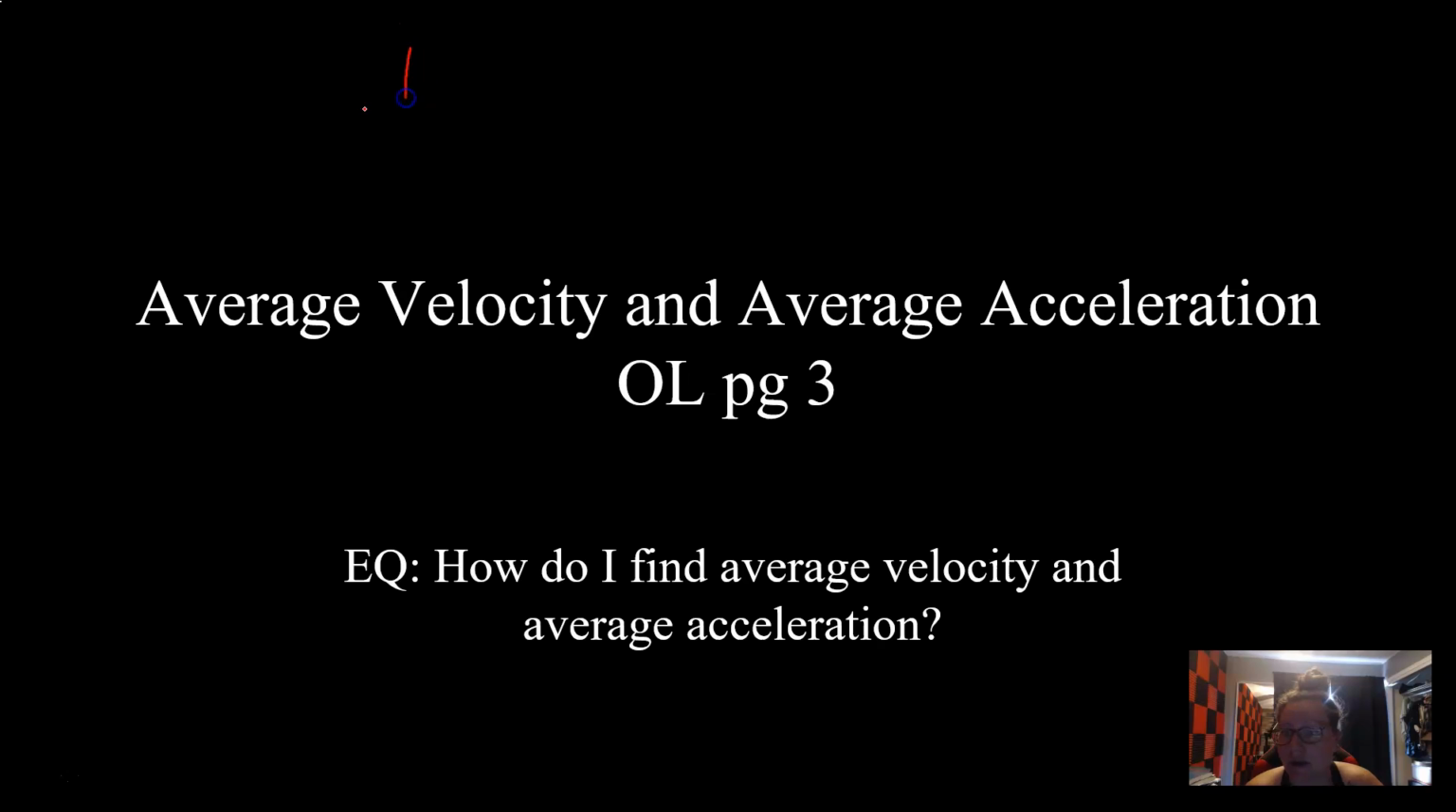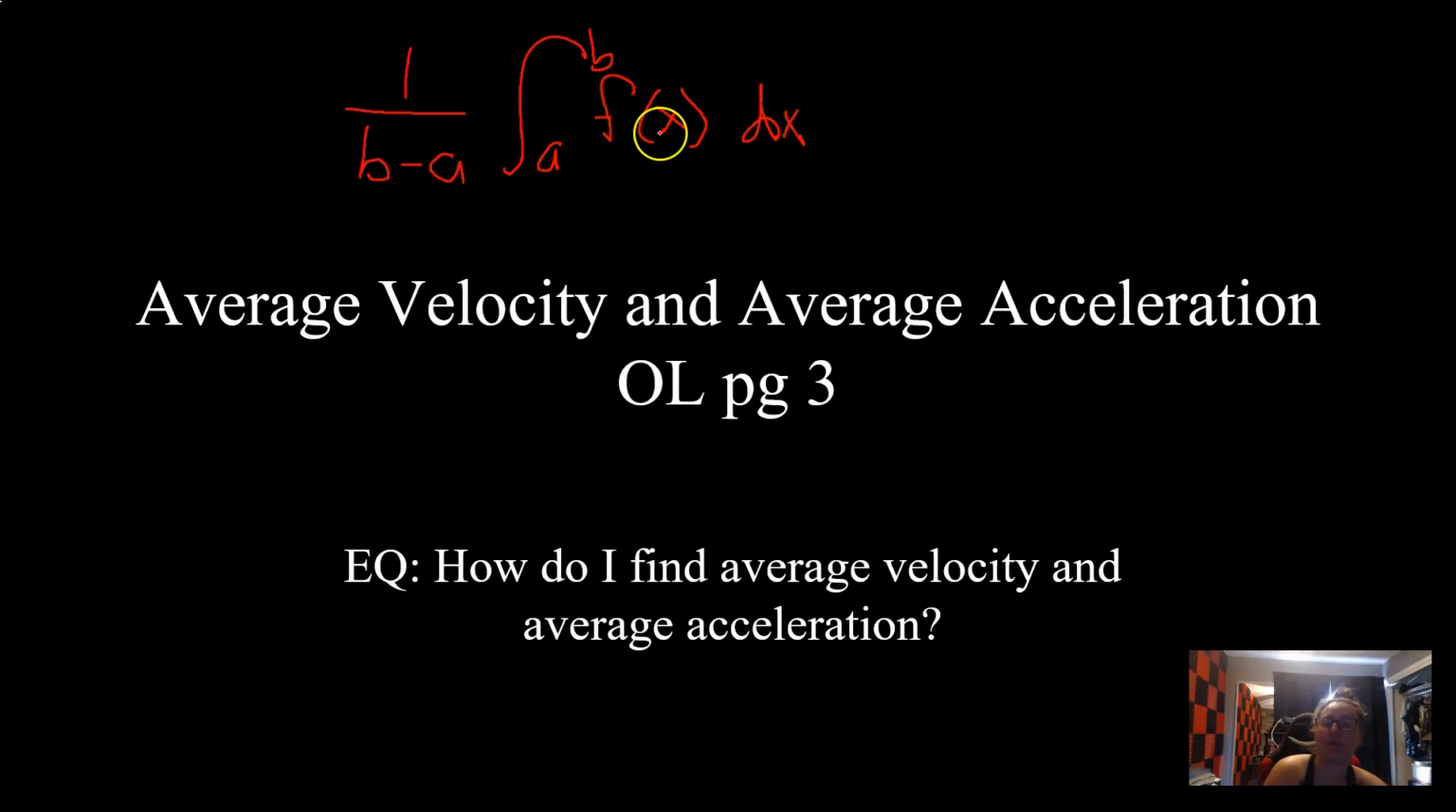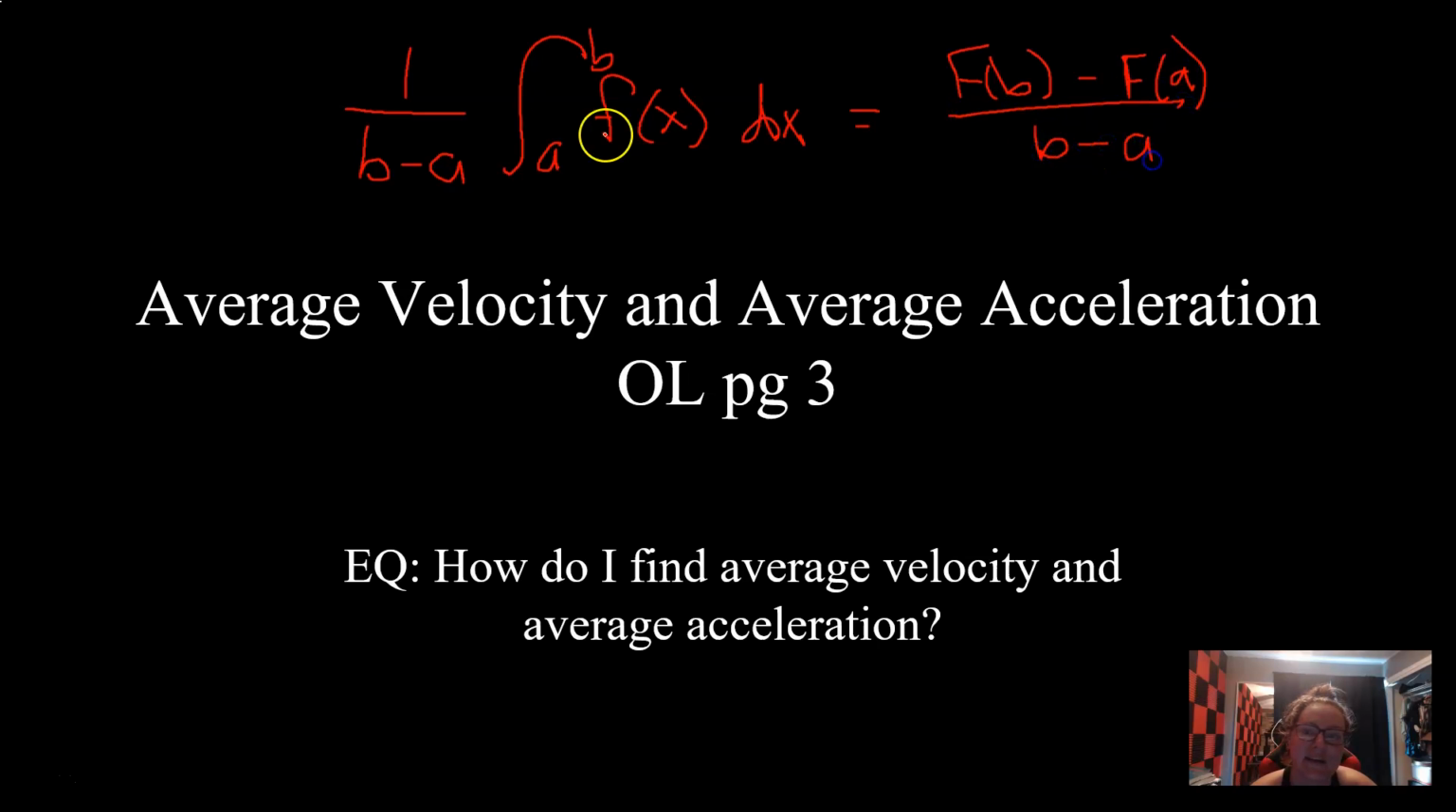Before, when we did the average integral, we had 1 over b minus a, integral from a to b of whatever function with respect to x, right? So we took the integral, so that was your f of b minus f of a, all over b minus a, because of this. So we're going to be using that today, all right?